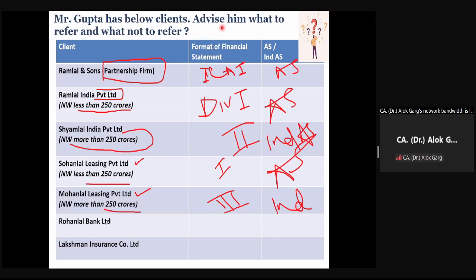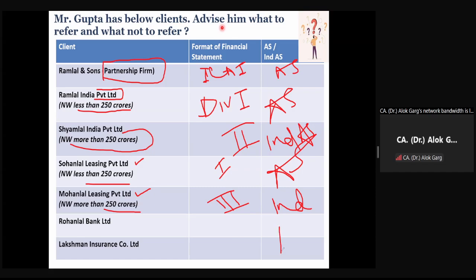Rohanlal Bank Limited, this bank has to follow accounting standards. There is no applicability of Ind AS on banks and insurance companies. It doesn't matter if it is a big bank or a listed bank. Even if it is HDFC Bank Limited, Ind AS is not applicable. Why? Because RBI has deferred the applicability, and the date is not yet defined from when Ind AS will be applicable to banks and insurance as of now.